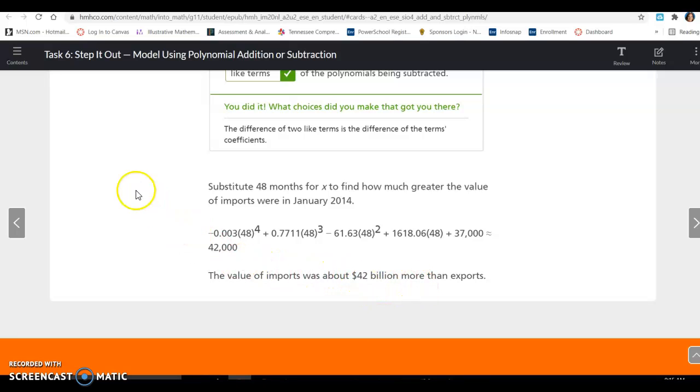But that is task 6. If you have any questions, please let me know.